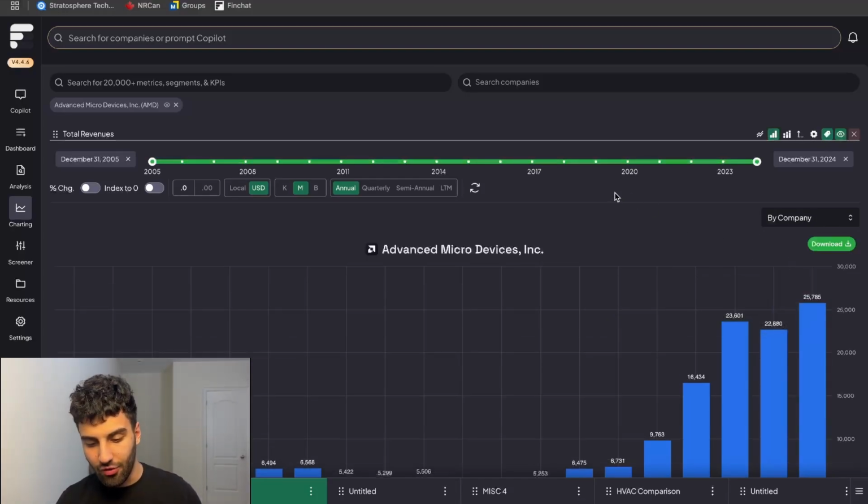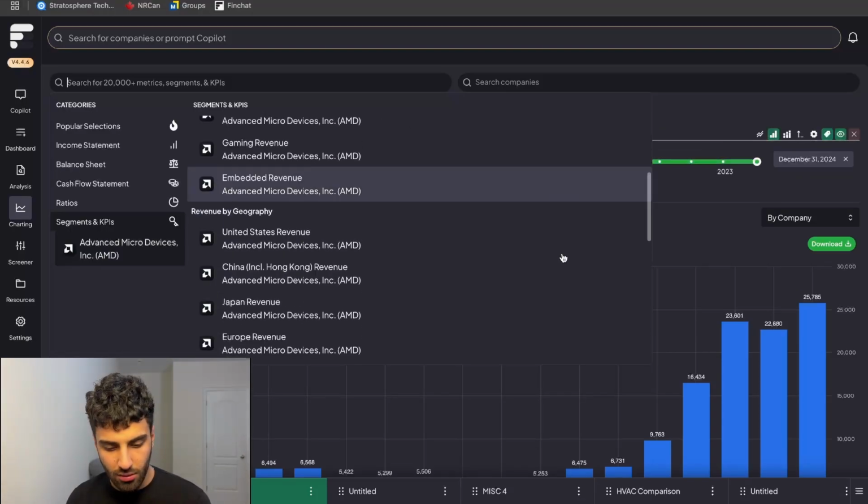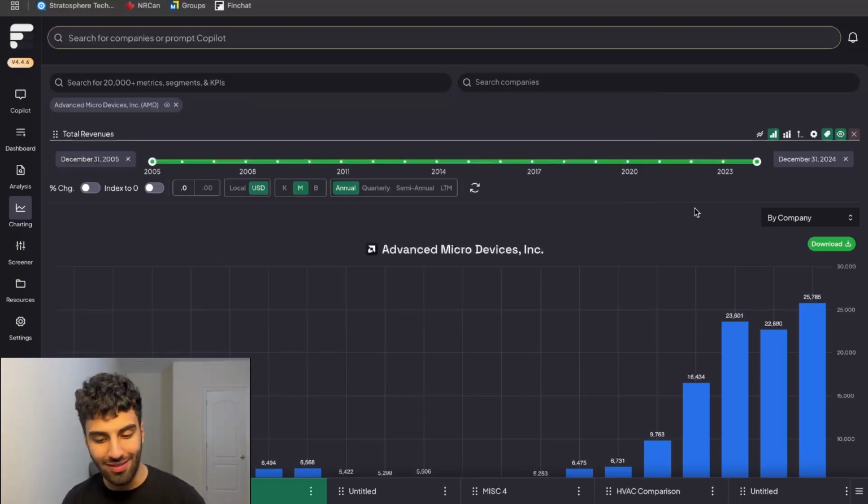Now, with that being said, if you are an expert on semiconductors, you understand the product differentiation, maybe you've even done more homework than me, maybe you've followed this business much longer than me and you understand it better, more power to you if you're able to make that purchase decision.